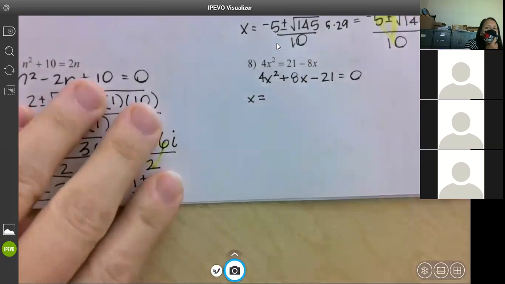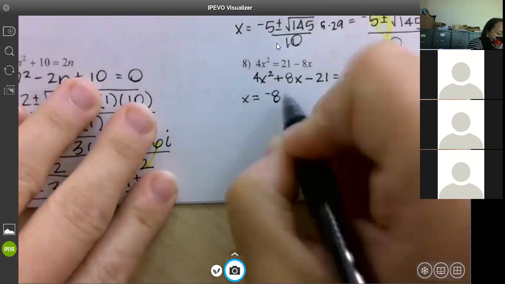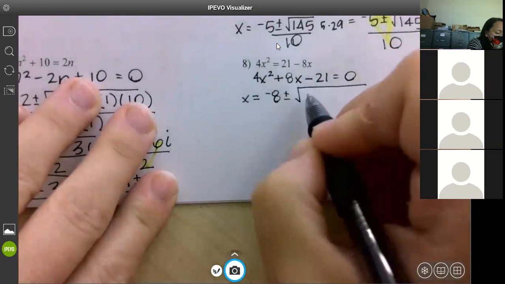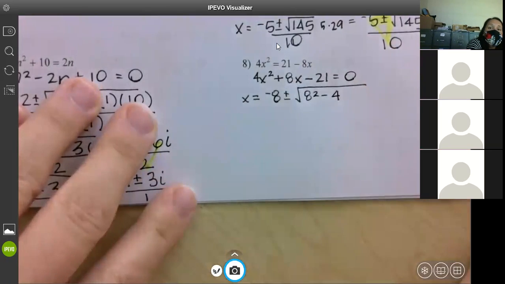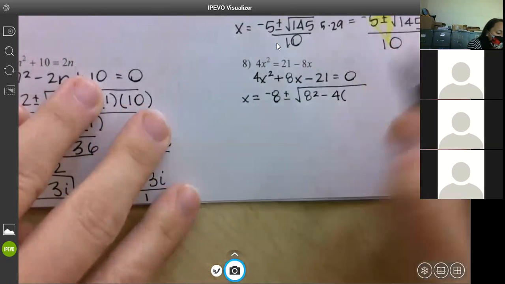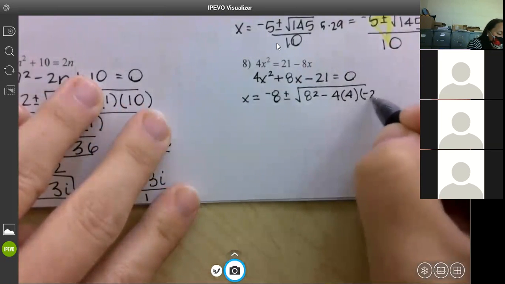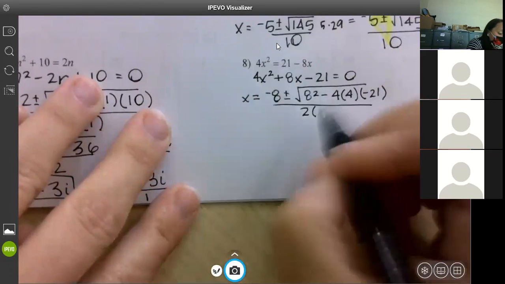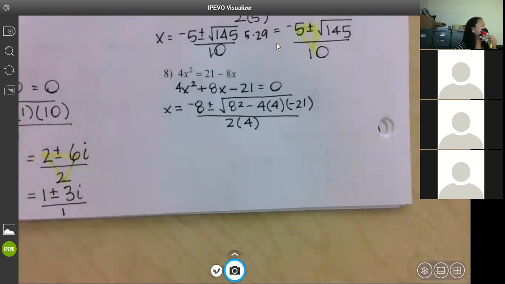x equals, what's going in my formula? Negative 8. Plus or minus big fat square root. Come on, guys. 8 squared, minus 4, keep going, times 4 times negative 21. Perfect. All over 2 times 4. Perfect. Y'all can answer Sue in here. They won't hear you, but I can. I promise they can't hear you.